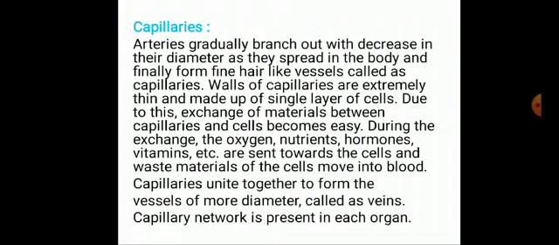What are the substances to be exchanged? Examples are oxygen, nutrients, hormones, vitamins. They are sent towards the cells, and waste material from the cell moves into the blood. Likewise, capillaries work together. Capillaries unite together to form vessels of more diameter called veins.